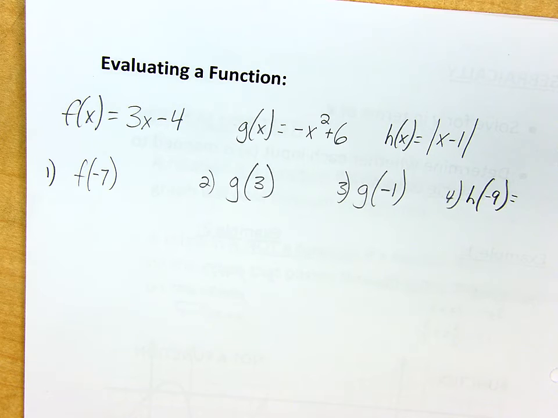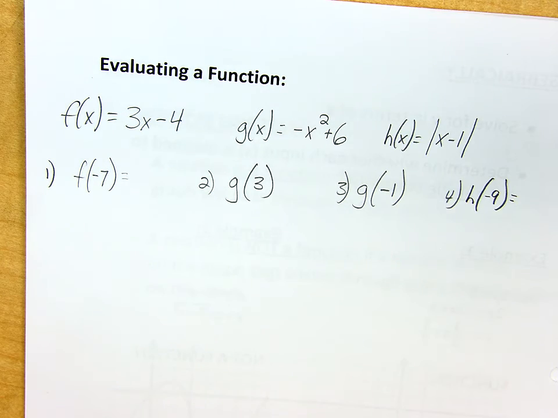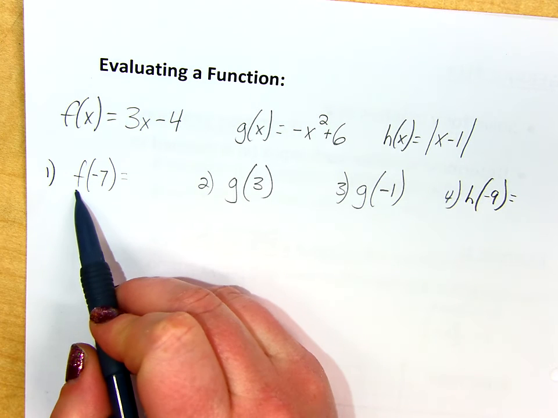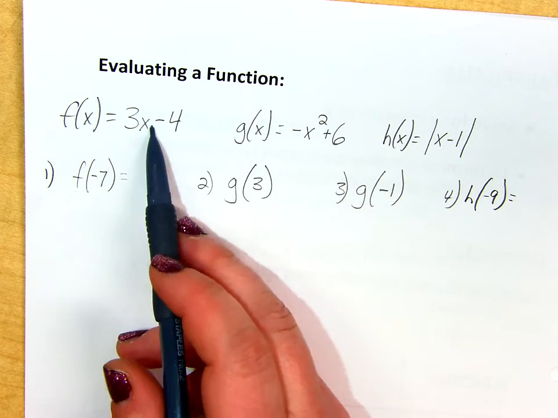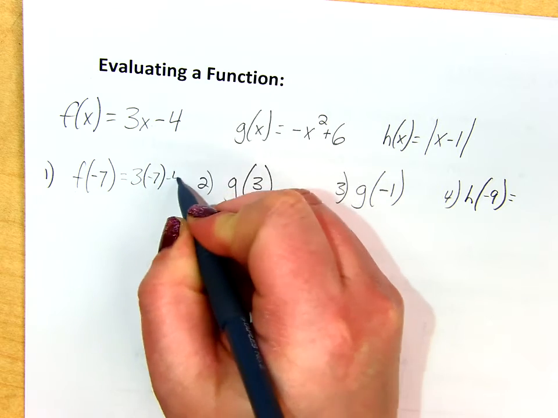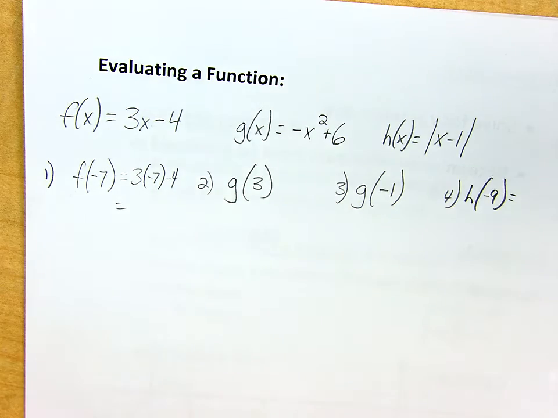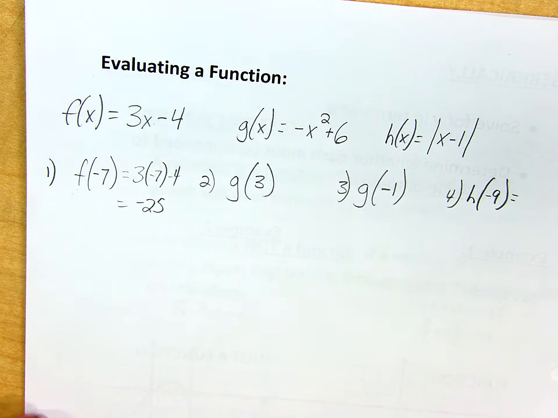Okay, we got answers? Let's try the first one. F of -7. Give me your answer. -25, I'm hearing. That is correct. So that tells me which of these functions I'm using, f, so I'm going to go to this one, and I'm going to plug in a -7 for x. So you should have done the following. So that's -21 minus 4, -25, I agree.